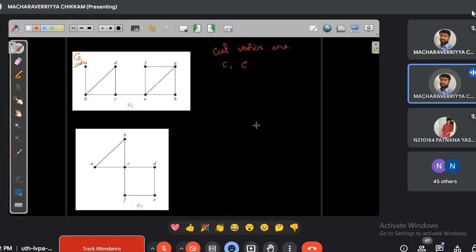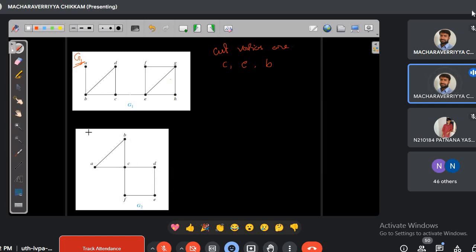B, by removing B, oh yeah, you're correct. B is also a cut vertex. By removing B, we make A isolated, so it becomes disconnected. Yeah, C, E, B. Any other? Removing F, no, G, no, H, no. That's it. Okay, now let me come to the below graph.